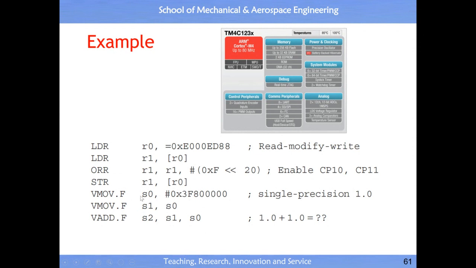Move means convert this one into here, then copy this single precision floating point value to here, then do the addition, because this corresponds to the value 1. Then 1 plus 1 equals 2. Then what is the output? The output will be 2. So this is a simple calculation.